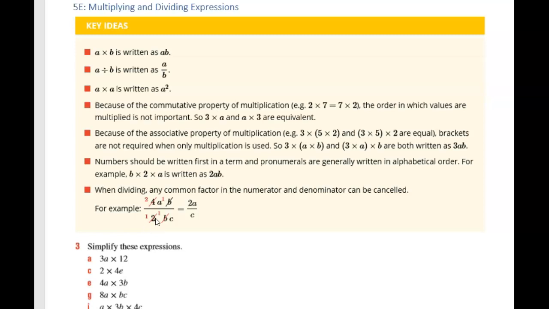Okay, so you can see here, the 4/2 becomes 2. And the A doesn't cancel out with anything. And then we've got the B's cancel and the C just stays on its own. Okay, so the 2AB divided by 2BC becomes 2A/C.